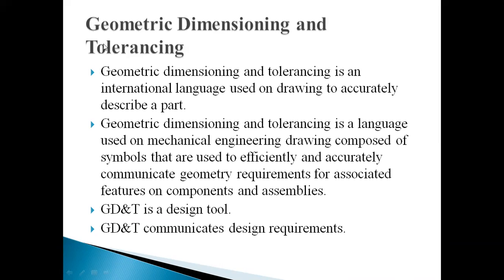Geometric dimensioning and tolerancing is an international language used on drawings to accurately describe a part. Geometric dimensioning and tolerancing is a language used on mechanical engineering drawings composed of symbols that are used to efficiently and accurately communicate geometry requirements for associated features on components and assemblies. GD&T is a design tool. GD&T communicates design requirements. It consists of many symbols. Whether it is a part, we represent a dimension using the symbol.